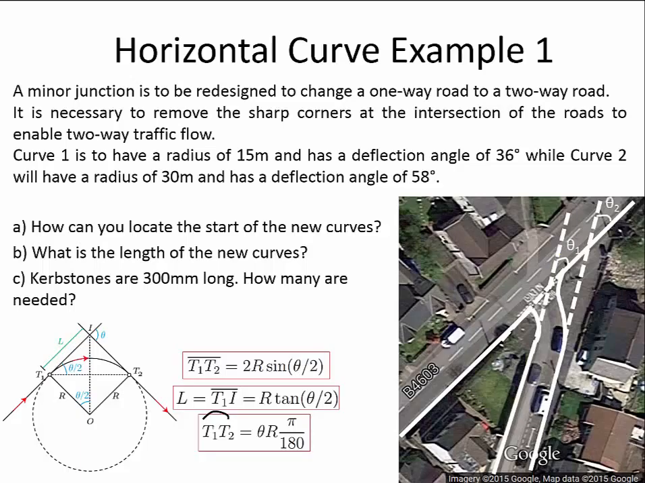Theta 1, theta 2. Now this is curve 1, this is curve 2. So curve 1 is going to have a radius of 15 meters and a deflection angle of 36. So that's equal to 36. And curve 2 is going to have a radius of 30 meters and a deflection angle of 58. That's enough information. All you need are these three equations. Have a think, have a go, and we'll go over the solution in the lecture.